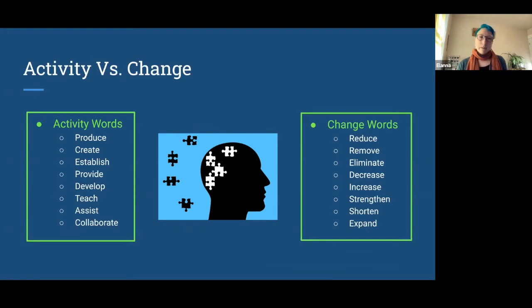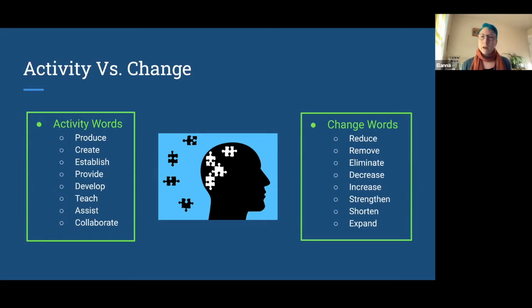So within activity, you have words like produce, create, establish, provide, develop, teach, assist, and collaborate. So those are all things that you can do along the way to making change, but they really are just those things that need to be done in order for change to happen.